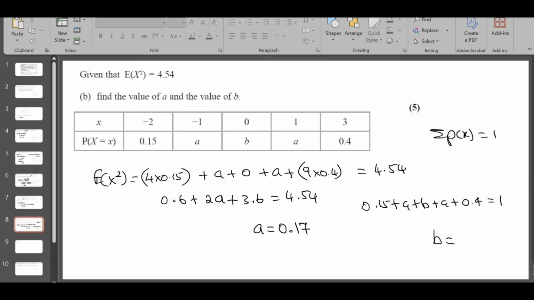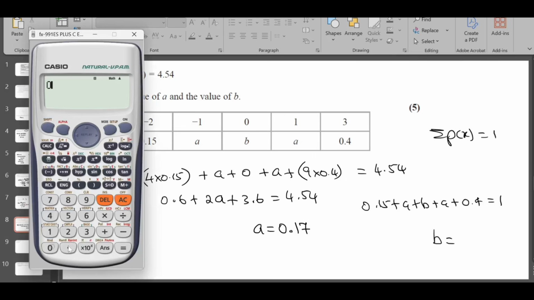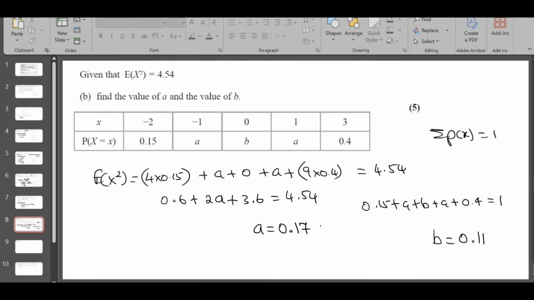B is 0.15 plus 2A. 2 times the value of A is 0.17 plus 0.4. And subtract from 1, 0.11 is the answer, the value of B. That's all. It's a 5-mark question.